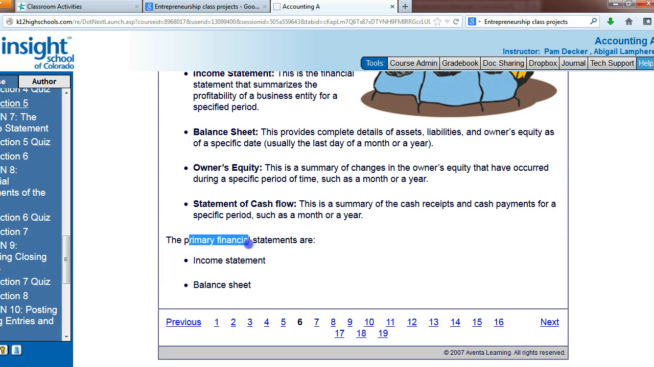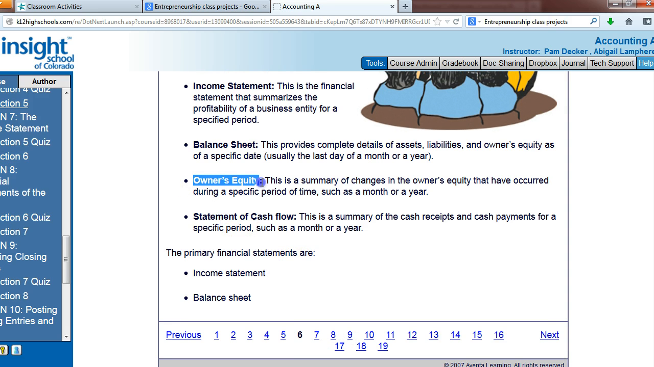But the primary financial statements are the income statement and balance sheet. Those are the primary financial statements of a sole proprietorship. We have these other two to get a good idea of how our cash flow is going and how the owner's equity value has been affected, but the income statement and the balance sheet give us a better idea of how the business is doing financially.